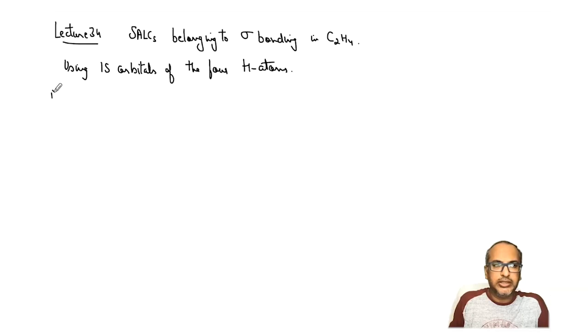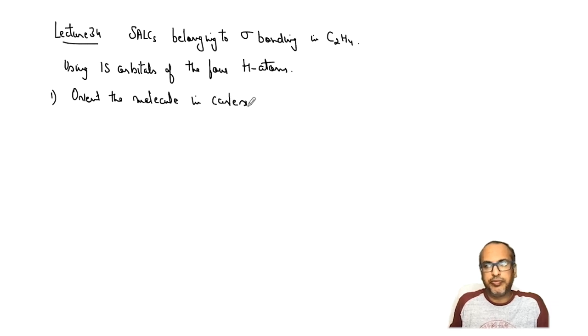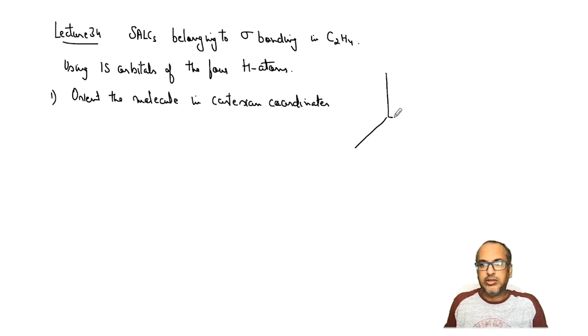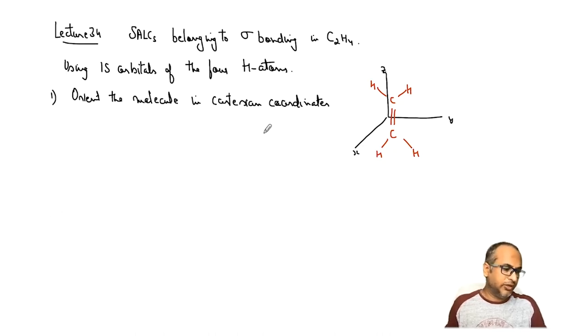Okay, so first and foremost thing is to orient the molecule in a Cartesian coordinate system. That way it will be easier to operate symmetry operations onto this. So this is done. Now how do we draw this? We have X, Y, and Z, and the C=C double bond will be lying along the Z axis. And we will have 4 hydrogens, like this. Now we can give each 1s orbital some nomenclature. So for example, let these be called sigma 1, sigma 2, sigma 3, and sigma 4.